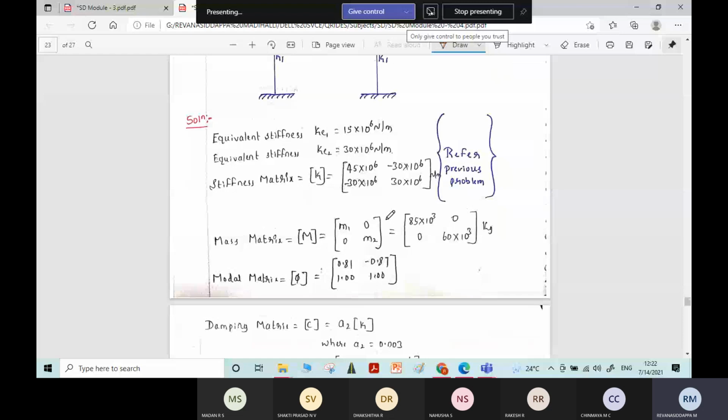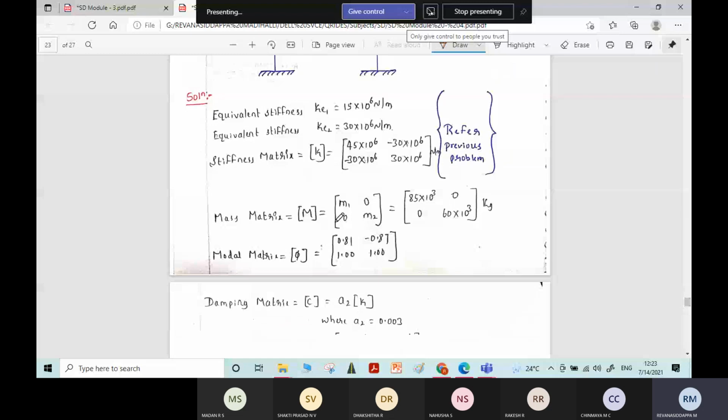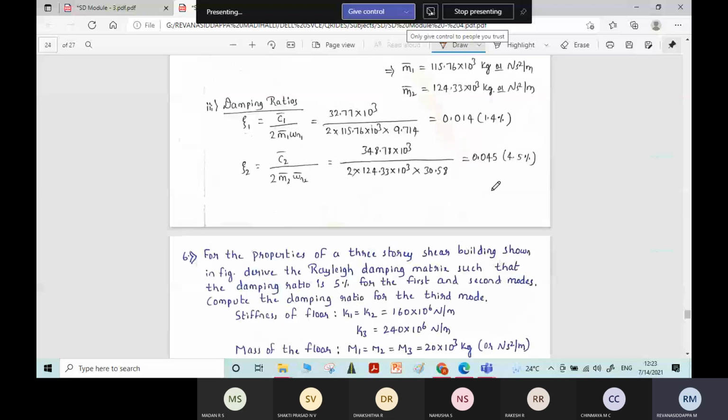In the question, two things are asked. One is to find the damping ratio, which we have determined. Compute the damping ratio in both modes, with the natural frequencies and modes given. Now there is no need to find the displacement. Displacement is not asked; only the damping ratios are asked.